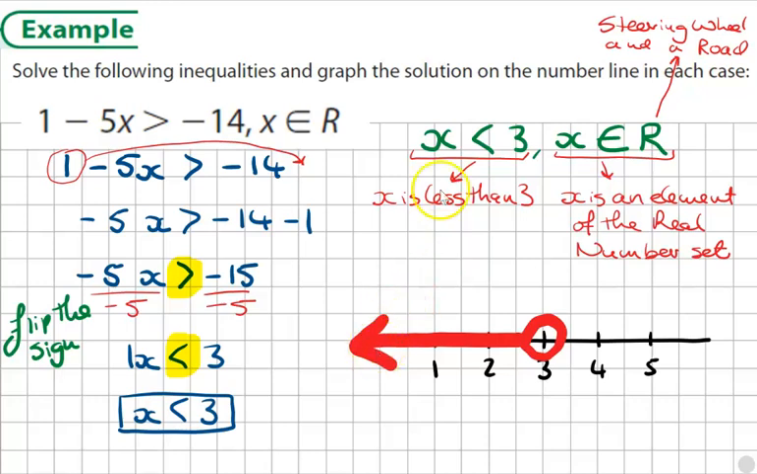And notice that the inequality sign and the arrow are pointed in the same direction. If the inequality sign had been pointing to the right, our road and our arrow would have been drawn to the right.